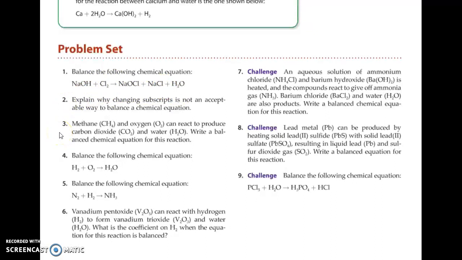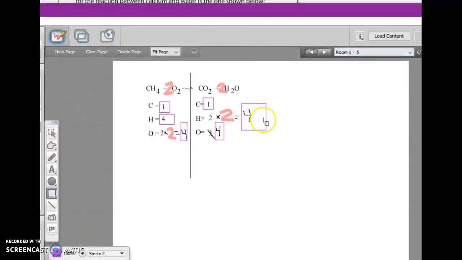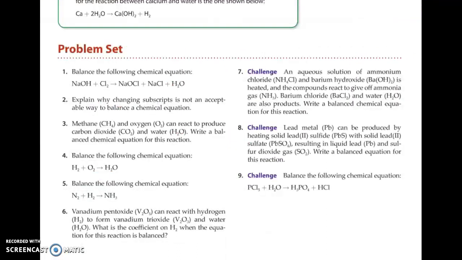Methane and oxygen can react to produce carbon dioxide and water. Write a balanced chemical equation for this. All right, so hit pause, get your answer. So of course, your reactant side should be CH4 plus O2, yields CO2 plus H2O. This is one we actually did in one of the previous lessons. So CH4 plus 2O2 yields CO2 plus 2H2O.